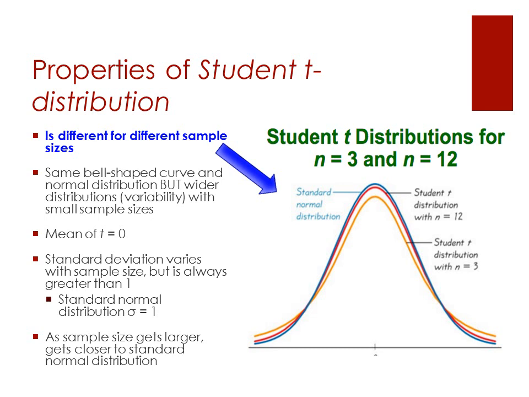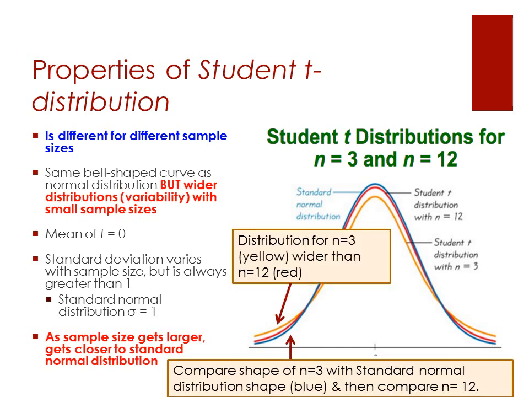So you can see here our student t distribution with an n of 3 being the yellow line, or our student t distribution of n equals 12 being the red line. Okay, so keep in mind they do have the same bell-shaped curve as the normal distribution.